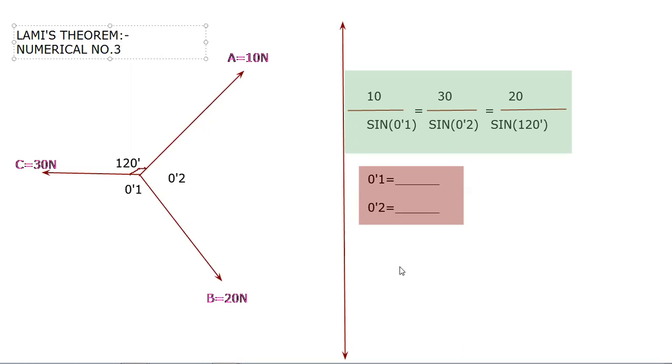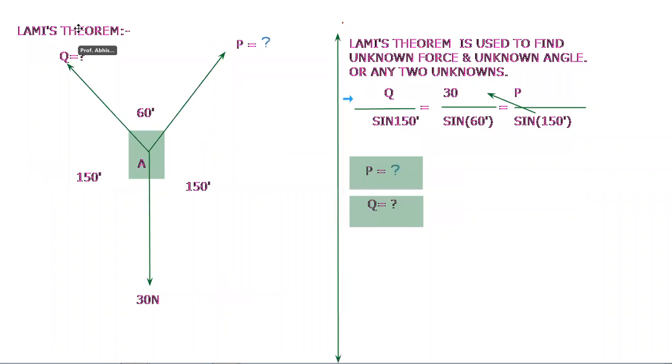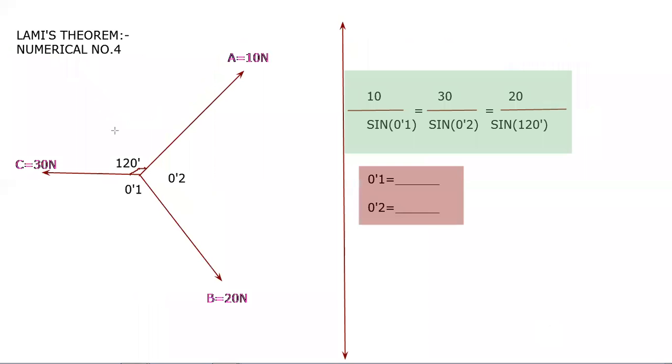This is, I think, numerical number 4 on Lamy's theorem. Yesterday we have seen the numerical. This one is the numerical number 3 on the Lamy's theorem, right? Numerical number 1 and 2 we have seen yesterday, and numerical number 3 and 4 are for today. So try to solve this and get these answers.